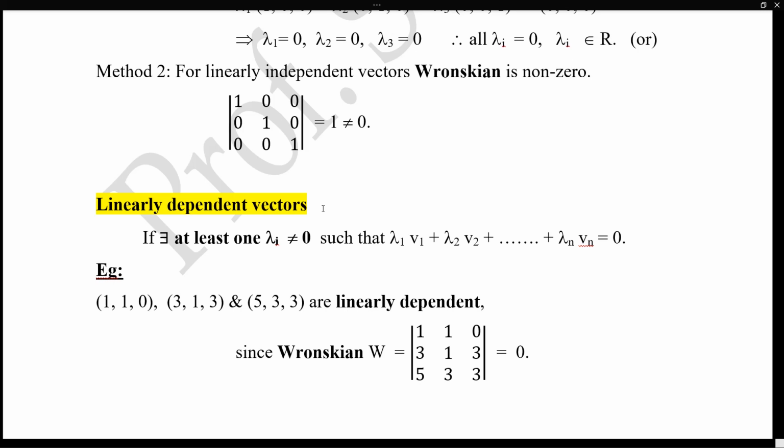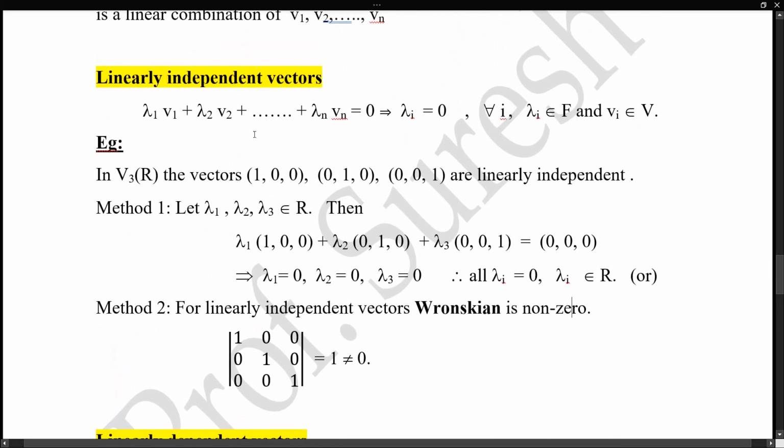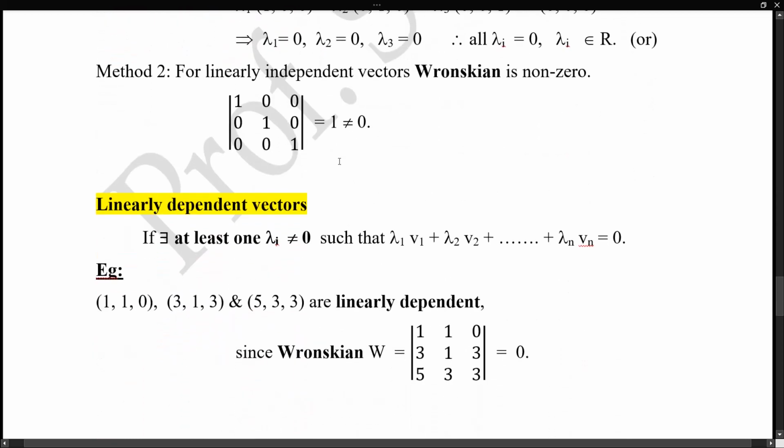So how to prove this? The opposite of this condition says: whenever you put the linear combination equal to 0, you should get all the scalars 0. So in the contrary, or in the opposite way, if there exists at least one scalar not equal to 0 such that the linear combination equals 0, that's enough. So to prove it, it is enough to say that for at least one non-zero scalar the linear combination equals 0, then the vectors are linearly dependent vectors.